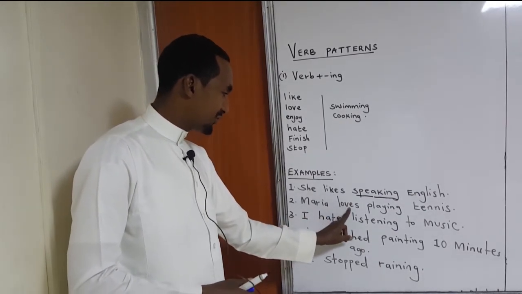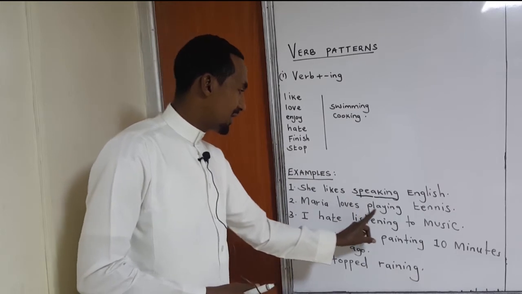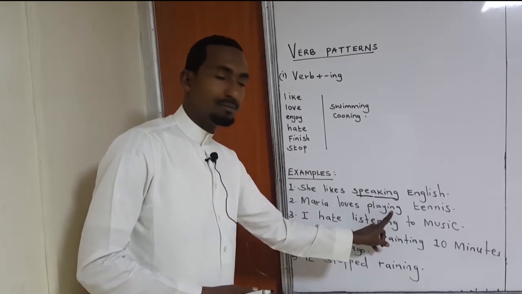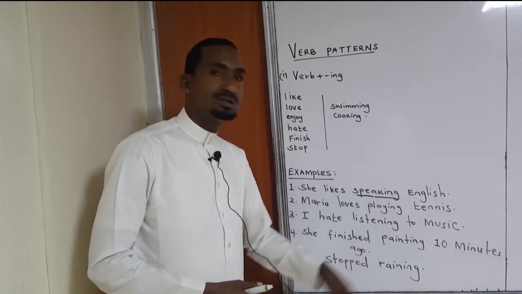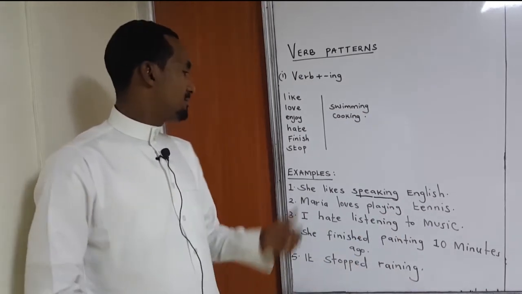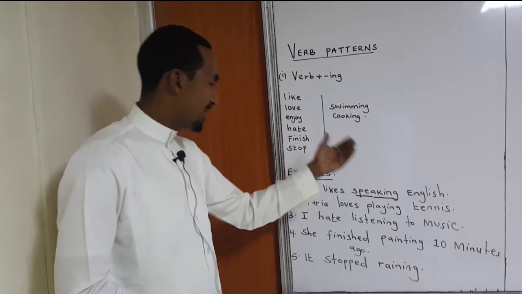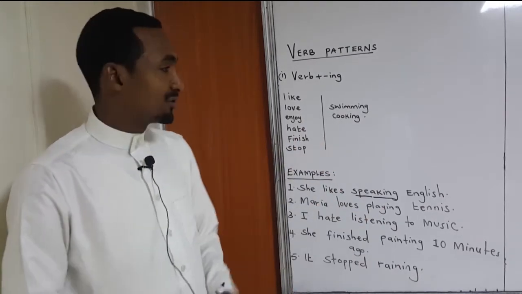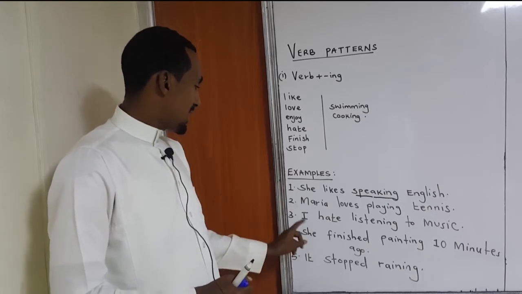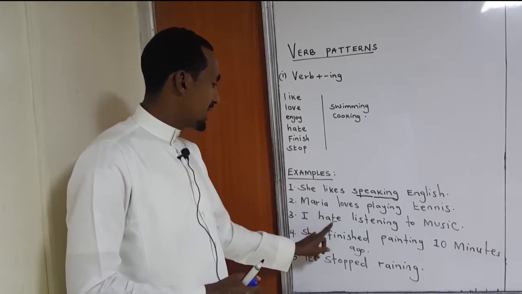This is the verb loves. Maria loves. You can see here the ing. Maria loves playing tennis. And this is a fact. This is also present simple. It's not present continuous.